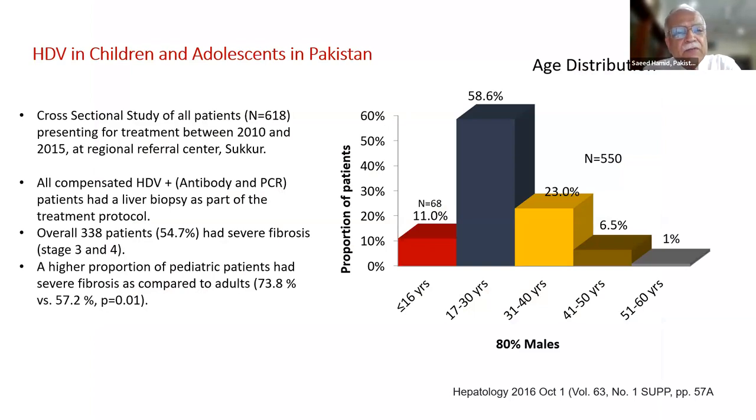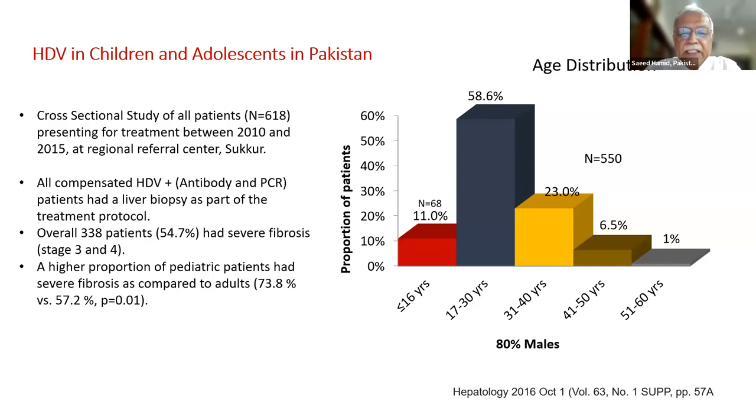So we got hold of this data, which is from 2010 to 2015. I'm sorry, this is quite relatively old data, but we really don't have good epidemiology to do this in real time right now. So 618 patients, out of which about 68 were children. Our cutoff at that time was 16 years. They reported to this center because they were found to be Delta positive. All had compensated disease, the Delta antibody and PCR were positive, and all of these patients, as per protocol, had a liver biopsy prior to treatment.